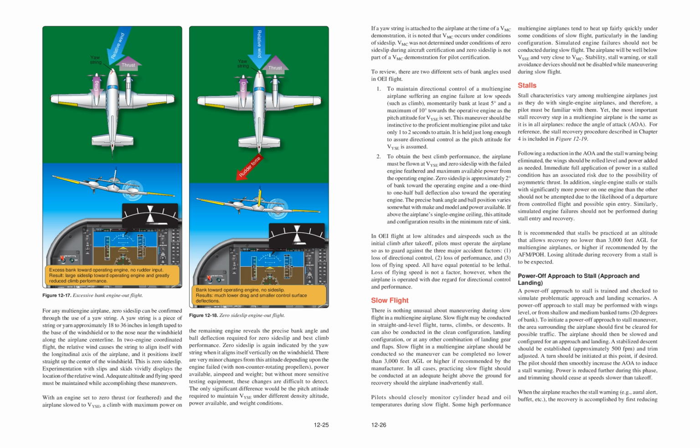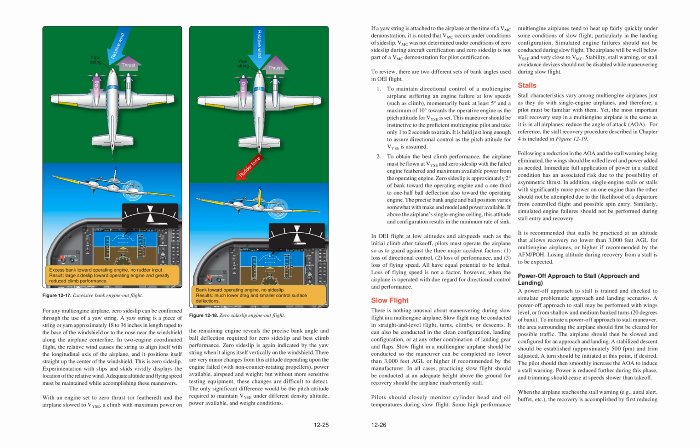To review, there are two different sets of bank angles used in OEI flight. 1. To maintain directional control of a multi-engine airplane suffering an engine failure at low speeds, such as climb, momentarily bank at least 5 degrees and a maximum of 10 degrees towards the operative engine as the pitch attitude for Vyse is set. This maneuver should be instinctive to the proficient multi-engine pilot and take only 1 to 2 seconds to attain. It is held just long enough to assure directional control as the pitch attitude for Vyse is assumed.